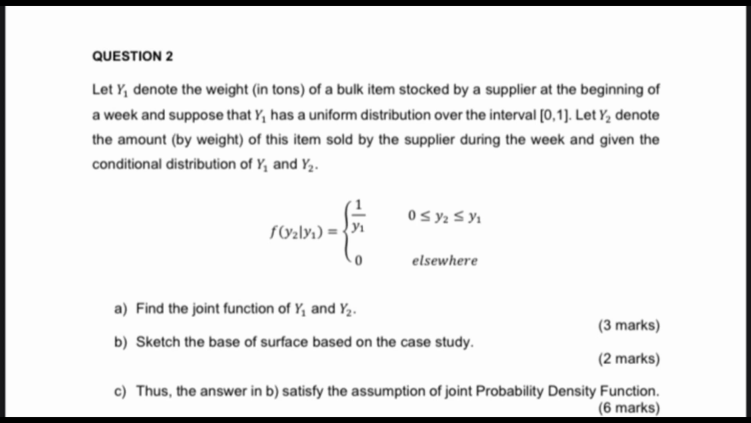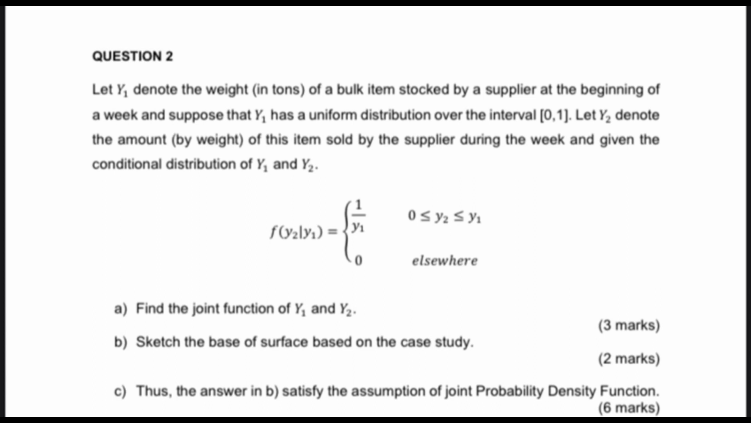So today I will make a presentation about question 2. Question 2 is: let Y1 denote the weight in tons of a bulk item stocked by a supplier at the beginning of a week, and suppose that Y1 has a uniform distribution over the interval 0 to 1. Let Y2 denote the amount by weight of this item sold by the supplier during the week, with the conditional distribution of Y2 given Y1 equal to 1 over Y1, where 0 ≤ Y2 ≤ Y1, and 0 elsewhere.